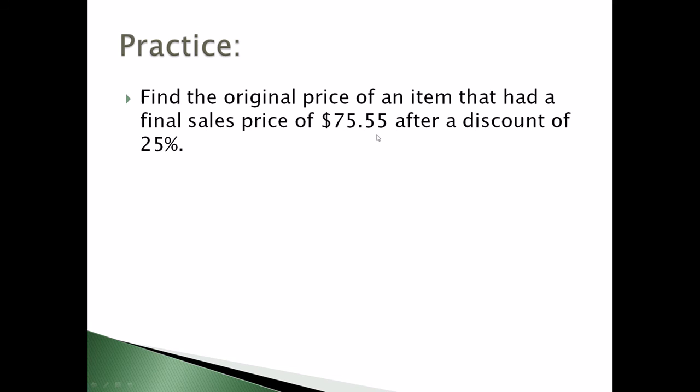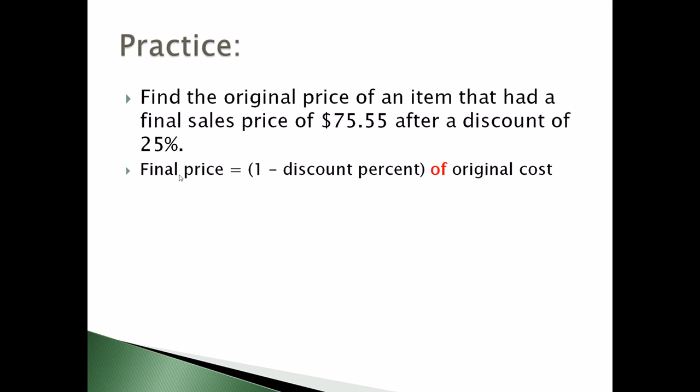So let's write down that formula I showed you on the last page. Final price equals 1 minus the discount percent times the original cost. So let's substitute in. I have $75.55, 1 take away 0.25, and I don't know my original cost. What do we do first? We're going to have to simplify the parentheses. 1 take away 0.25. And we have 0.75. So I have 0.75 times n. Just use your algebra steps. You've been practicing for 2 weeks now.